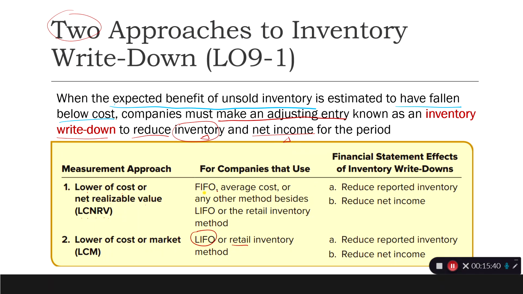This method can apply to any kind except LIFO and the retail inventory method. Okay, so such as FIFO, average cost, and any other inventory. Be careful. This method cannot apply to LIFO and the retail inventory method. And the result of such adjustment will be, of course, to reduce the reported inventory and reduce the net income. So since LIFO and the retail inventory method cannot use the LCNRV method, then what should we use? We will use the lower of cost or market method to evaluate the write down of inventory on the LIFO or retail method. And the financial statement implication is the same. It's to reduce the reported inventory and reduce net income.